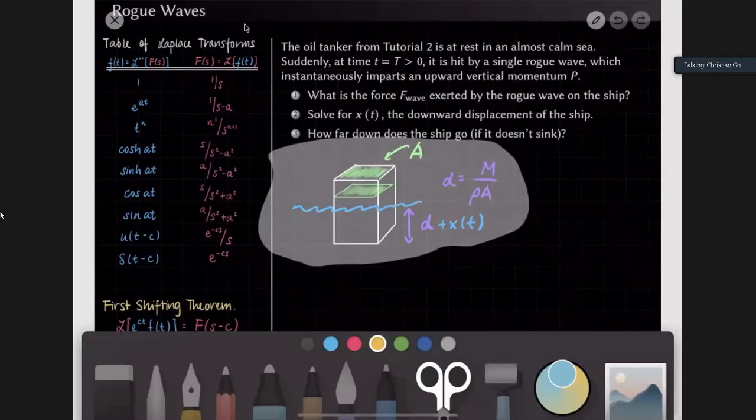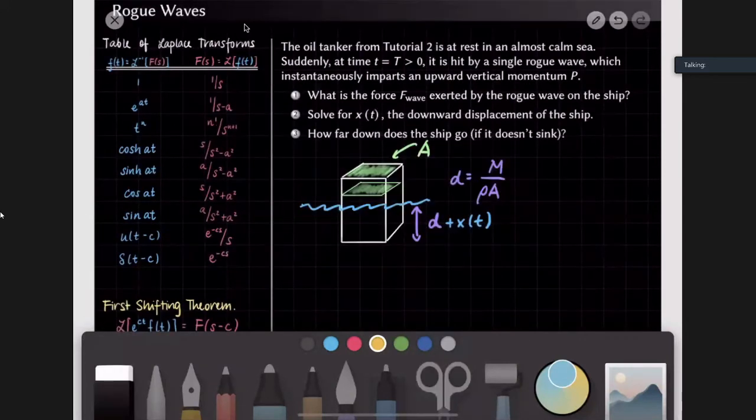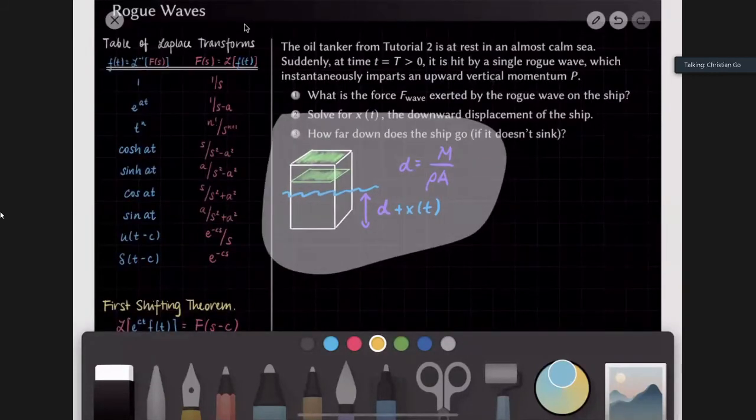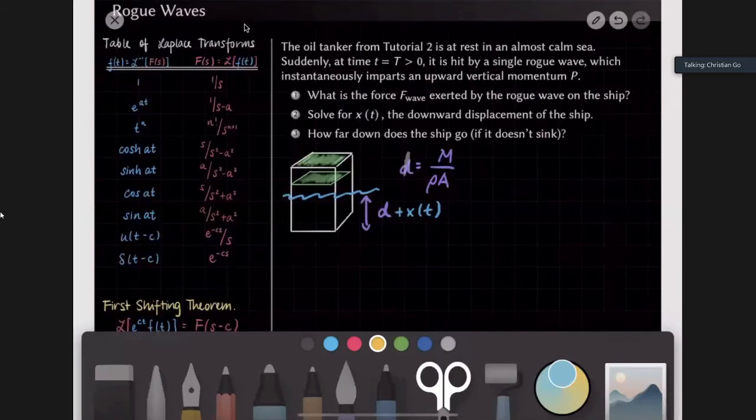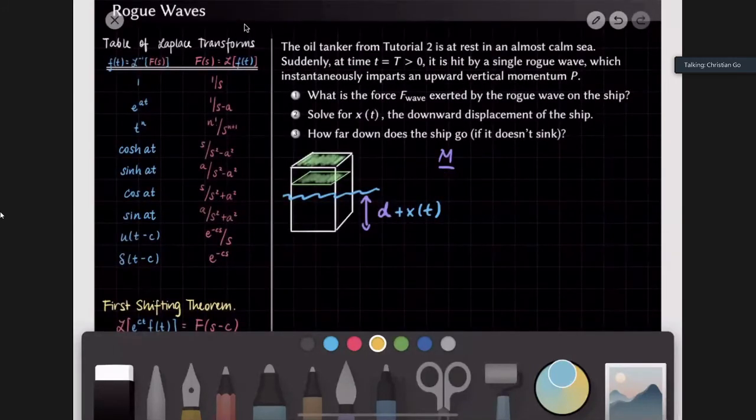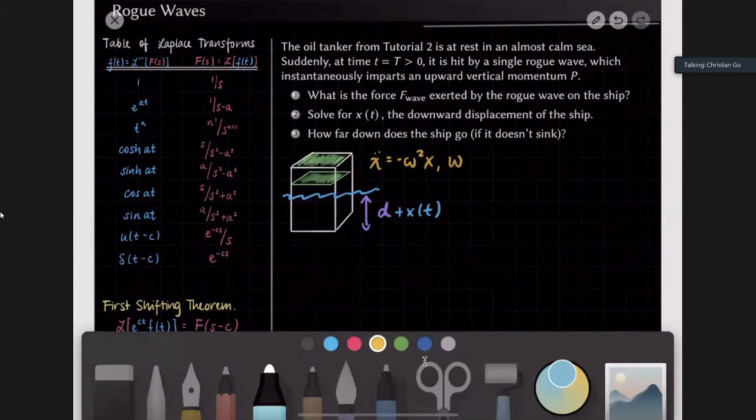So this was our model for the oil tanker. Okay, now, what was our original differential equation? Maybe that's what we should put here. Our original differential equation was a simple harmonic oscillator, right? It was x double dot is equal to minus omega squared x, where omega is your angular frequency, root rho A g over m.